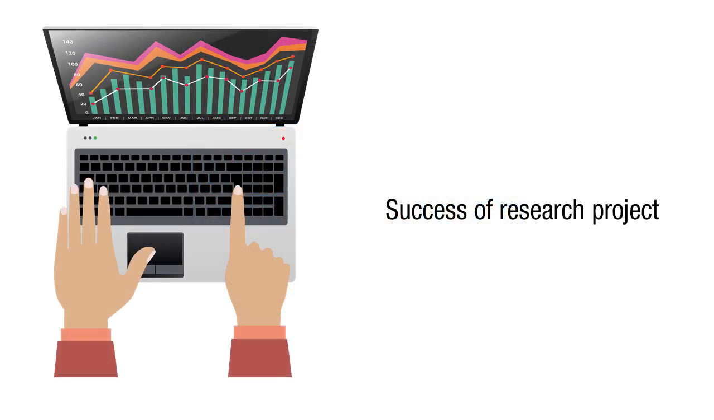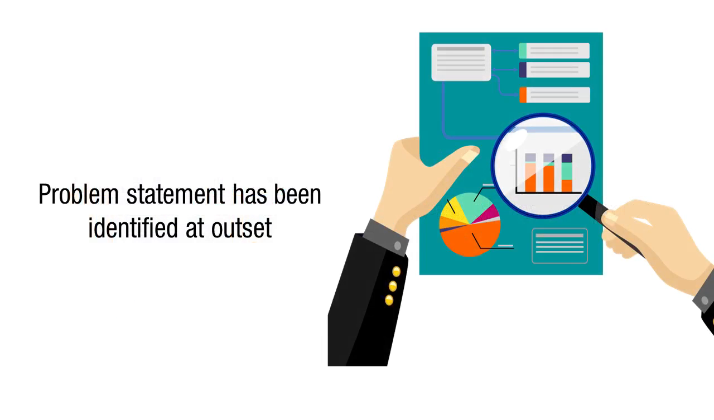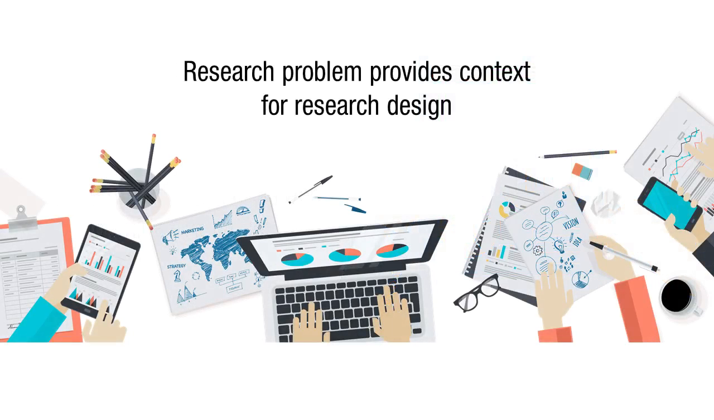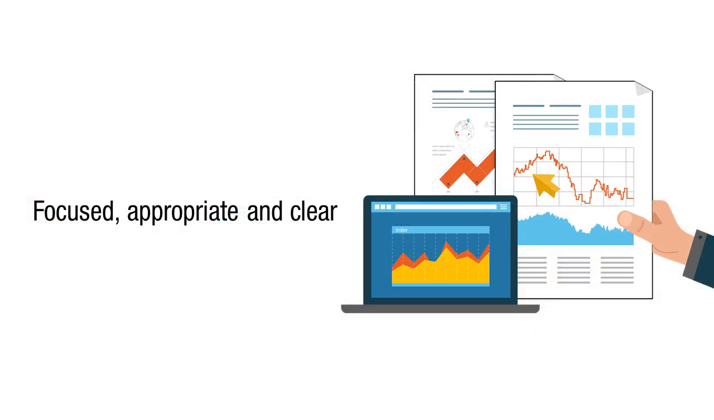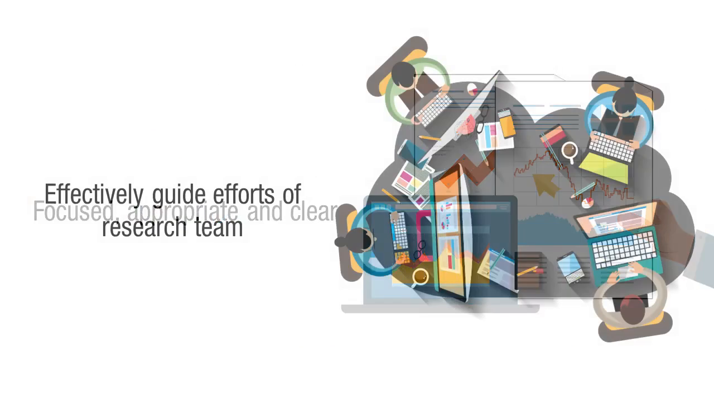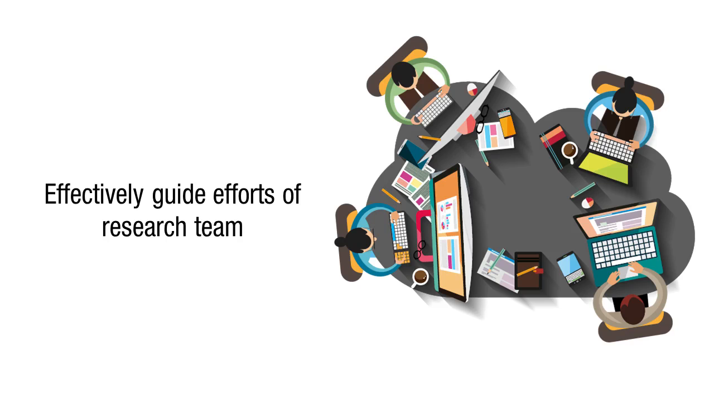The success of the research project is, in fact, highly dependent on whether the problem statement has been clearly and accurately identified at the outset. The research problem provides the context for the research design and therefore should be focused, appropriate, and clear in order to effectively guide the efforts of the research team throughout the project lifecycle.